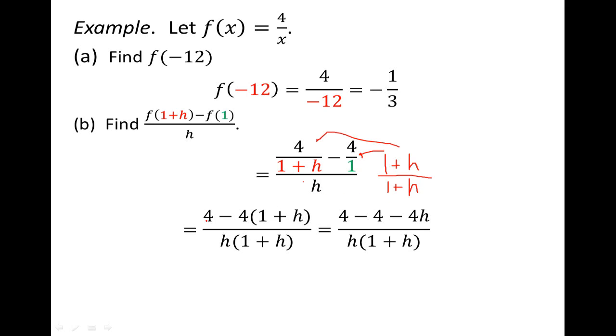Okay? So if we distribute, we will have 4 minus 4 minus 4h. We can simplify a little bit. Notice that 4 minus 4 is equal to 0. So the numerator will just be left with negative 4h, and I put the negative out front. So we'll have negative 4h divided by h times 1 plus h. The h's will reduce, and we just end up with negative 4 divided by 1 plus h.